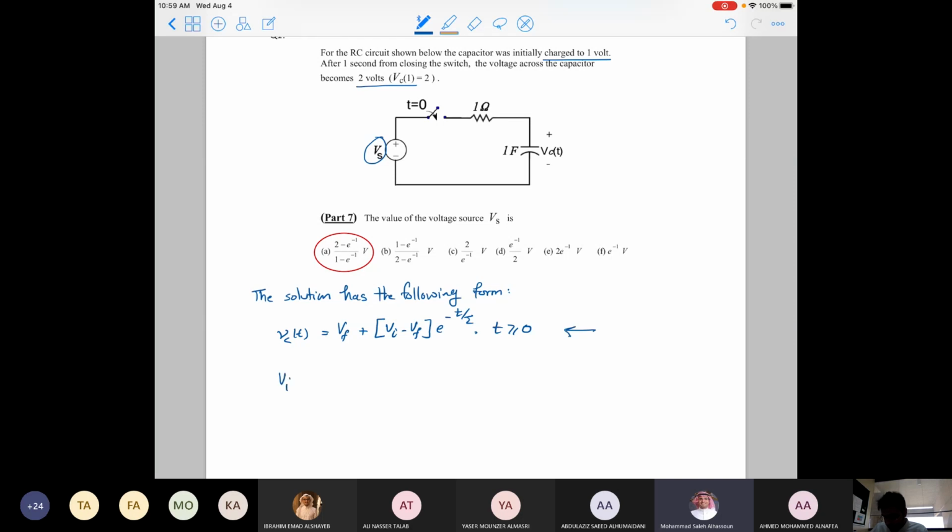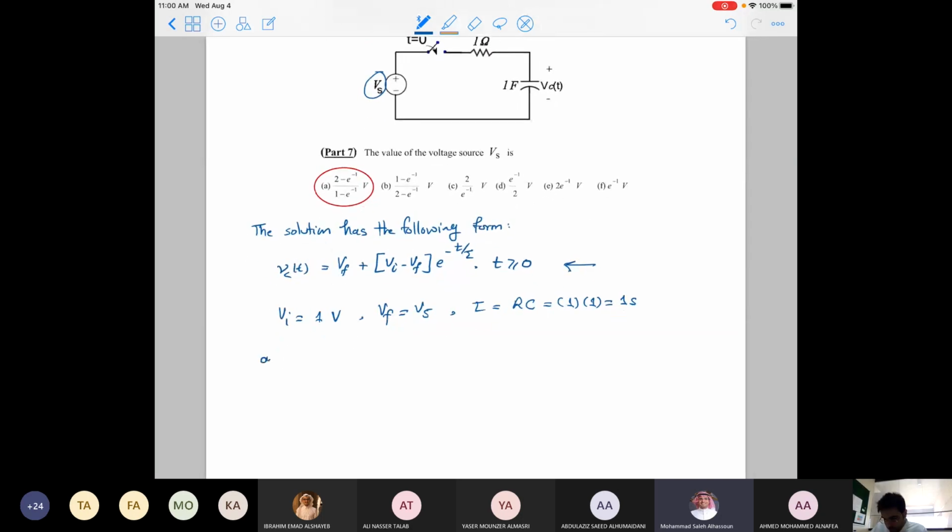The initial value is given to us. The capacitor was initially charged to 1 volt, so that's the initial value. The final value is going to be equal to Vs, since the final voltage across the capacitor will be the same as the voltage across the source. The time constant tau is R multiplied by C, where we know R and C, so it's 1 multiplied by 1, which is 1 second.